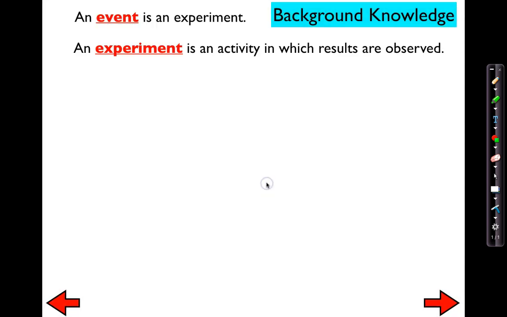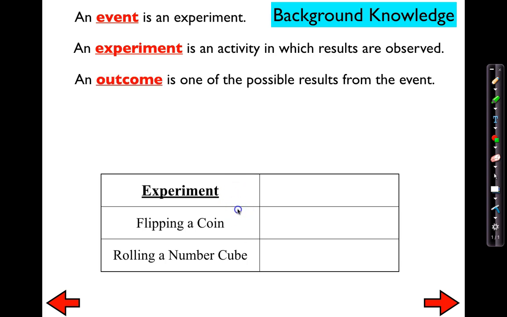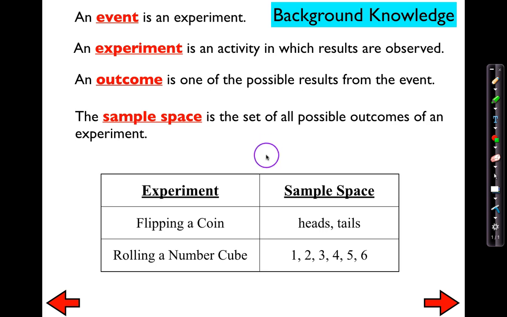The experiment is the activity that we observe. For example, the experiment could be flipping a coin or rolling a number cube. The outcome is one of the possible results of the event. The sample space is all the possible outcomes for the experiment. So the sample space for flipping a coin is heads and tails, and the sample space for rolling a number cube is 1, 2, 3, 4, 5, 6, because those are all the possibilities.